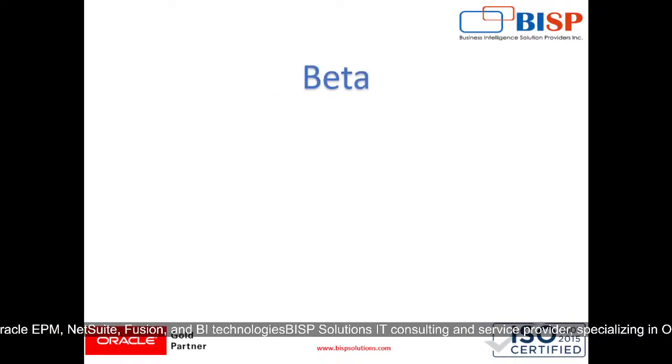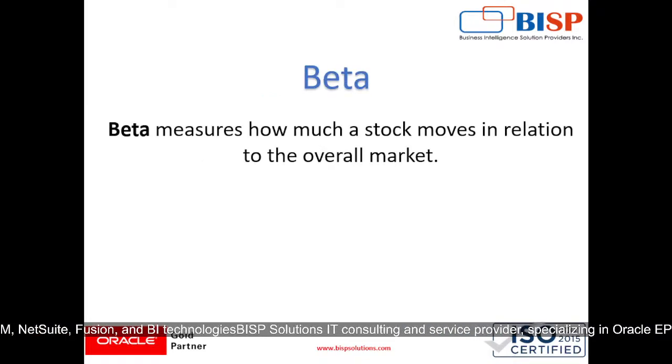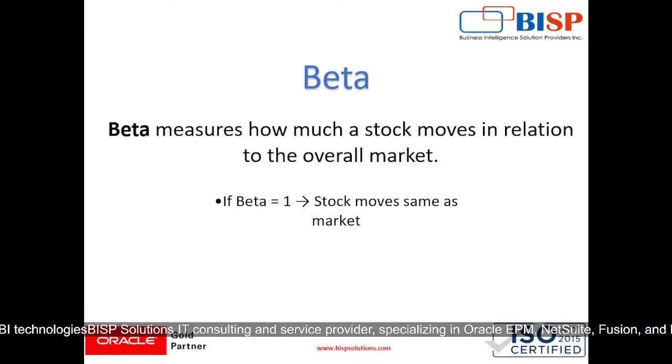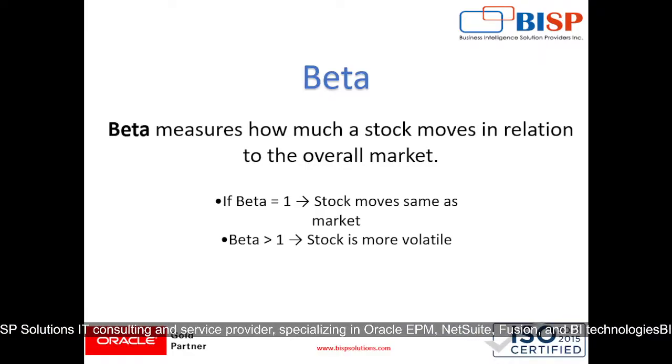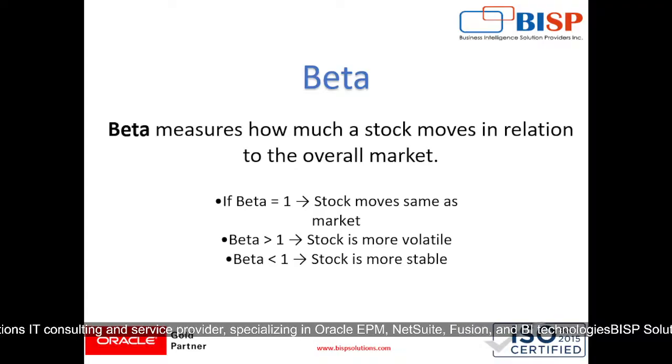Then comes our most important one, beta. Beta measures how much a stock moves in relation to the overall market. If beta is equal to 1, then the stock moves the same as the market. If beta is more than 1, then the stock is more volatile. If beta is less than 1, the stock is more stable.